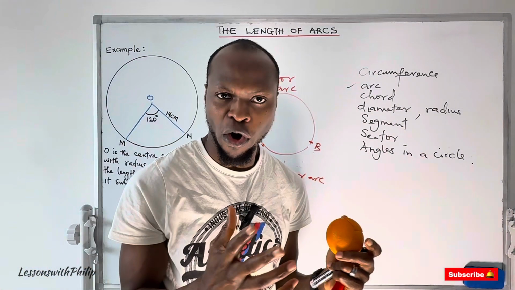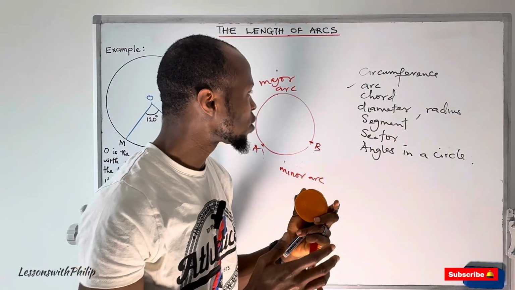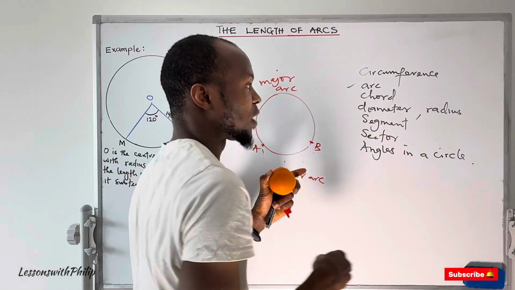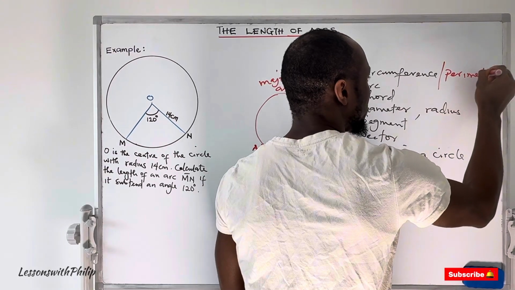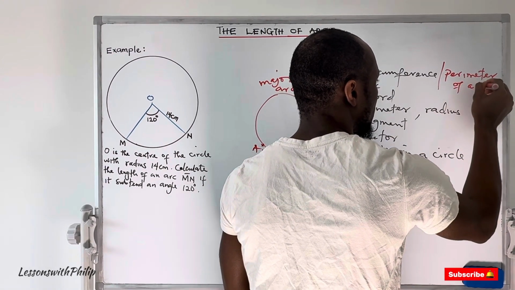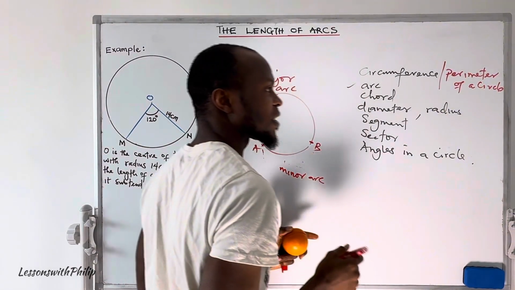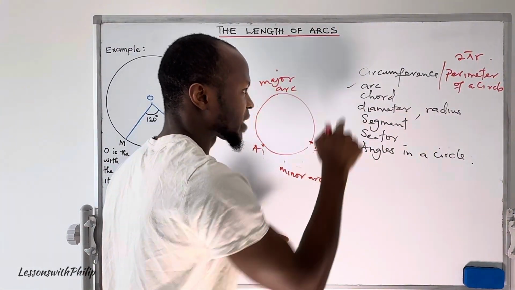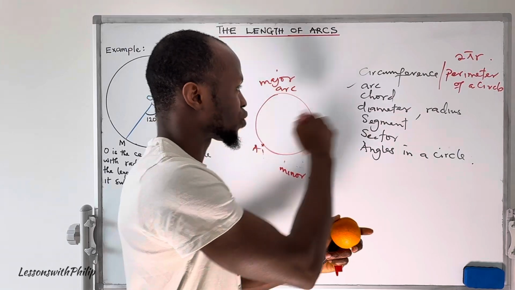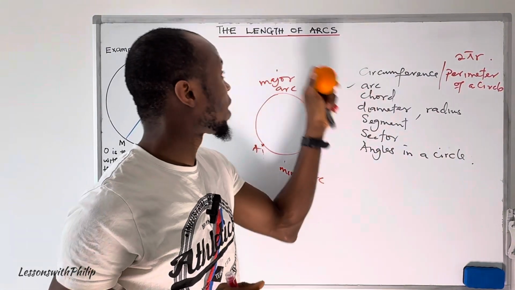Now, what about a chord? Now, don't forget, I've said circumference is also known as what? Perimeter of a circle. And the perimeter of a circle is given as 2 pi r. We're going to get there. We'll be starting from there, okay? Since we have a question, I'll be starting from there. Then we'll go to the length of an arc.